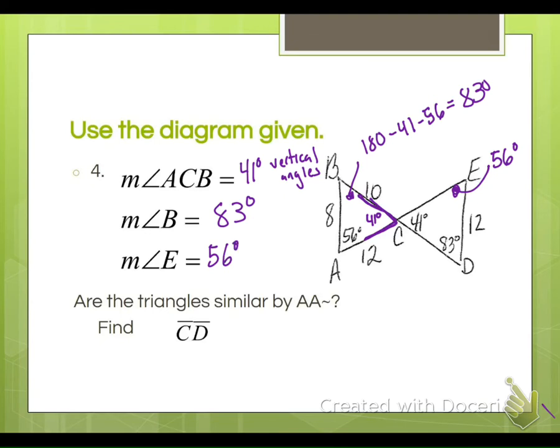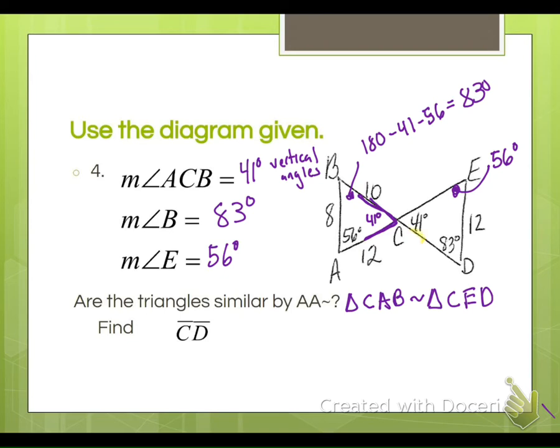Now we're moving on to writing the similarity statement for the triangles. When we write this out, we want to make sure that the angles that are congruent are lined up. So I'll start with C, and I'll go to A. B is similar to, so C was the 41, so C, A, so that's going to be E, D. Triangle CAB is similar to triangle CED.